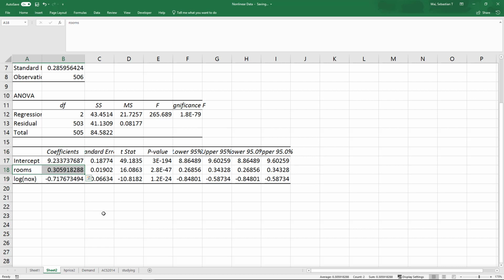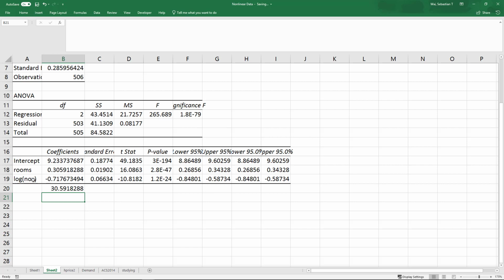Remember that rooms is still in levels, not logs, but price is now in logs, so we have a log-level interpretation. What this means is that we're going from a change in one room over to a percent change in price. Now to calculate how much that's going to be, remember we are going to have to take our coefficient and multiply it by 100 this time because we're going from levels into logs, or absolute changes into percent changes. So this tells us that if the average number of rooms goes up by 1, then the prices will go up by about 30%.